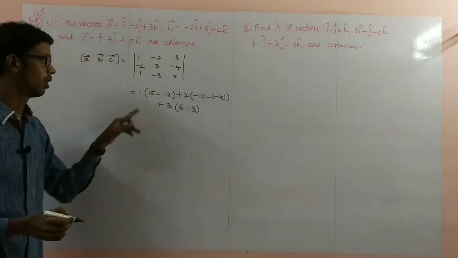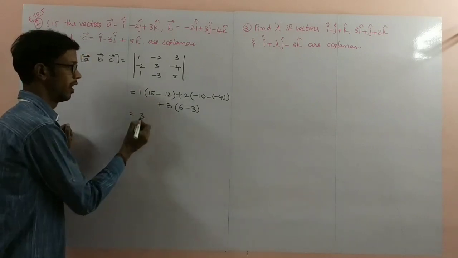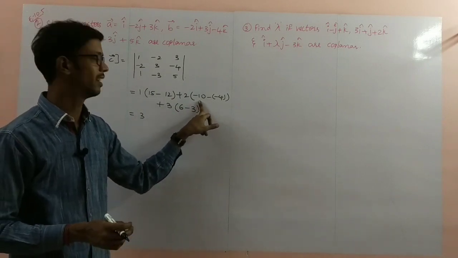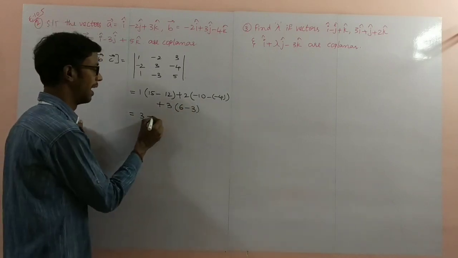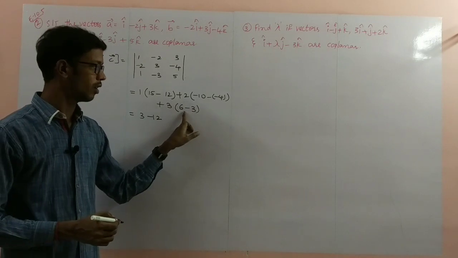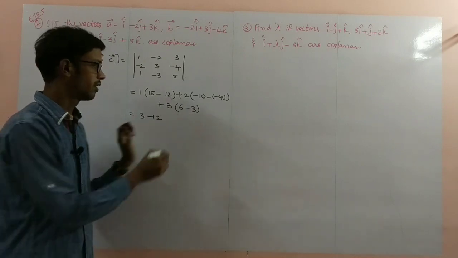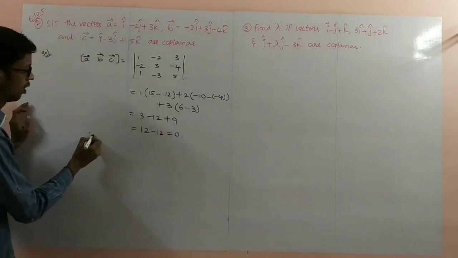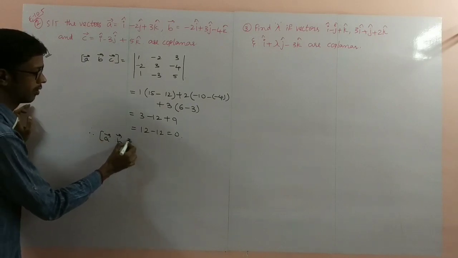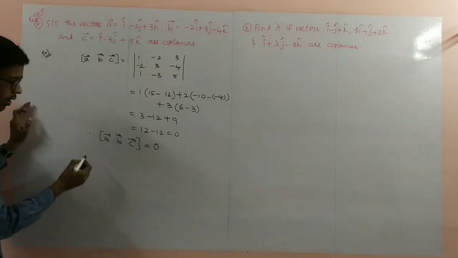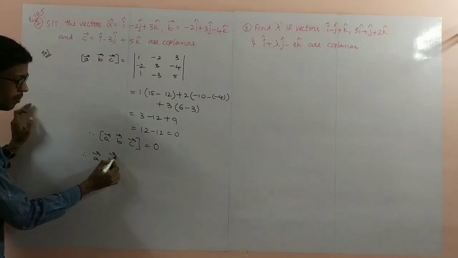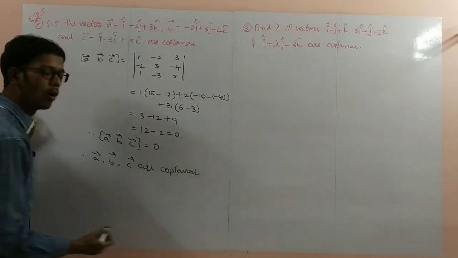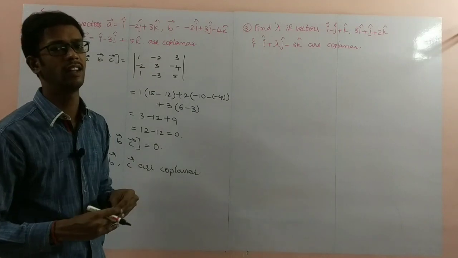This value should be equal to 15 minus 12 is 3. Here plus 4 minus 10 is minus 6. Minus 6 into 2 is minus 12. Here 6 minus 3 is 3. 3 threes are 9. So 12 minus 12 equals 0. Therefore box of A bar, B bar, C bar equals 0. Therefore, we can conclude that the given A bar, B bar, C bar are coplanar. Coplanar means the 3 vectors lie in the same plane.